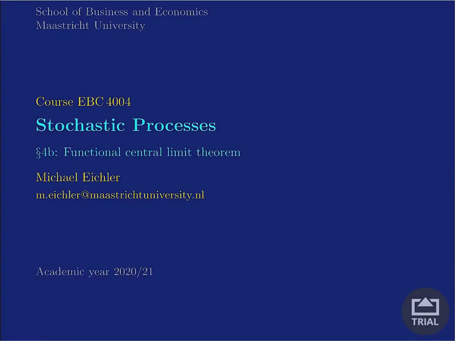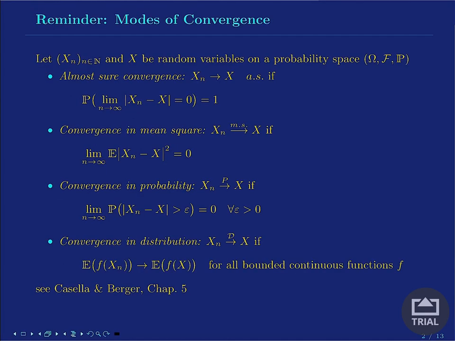Welcome to our newest video session in which we introduce the functional central limit theorem. We start with a reminder on the modes of convergence that we have for random variables. So let Xn be a sequence of random variables and let X be another random variable that serves as a limit for the sequence, all on a joint probability space (Ω, F, P). Then we have four possible modes of convergence.